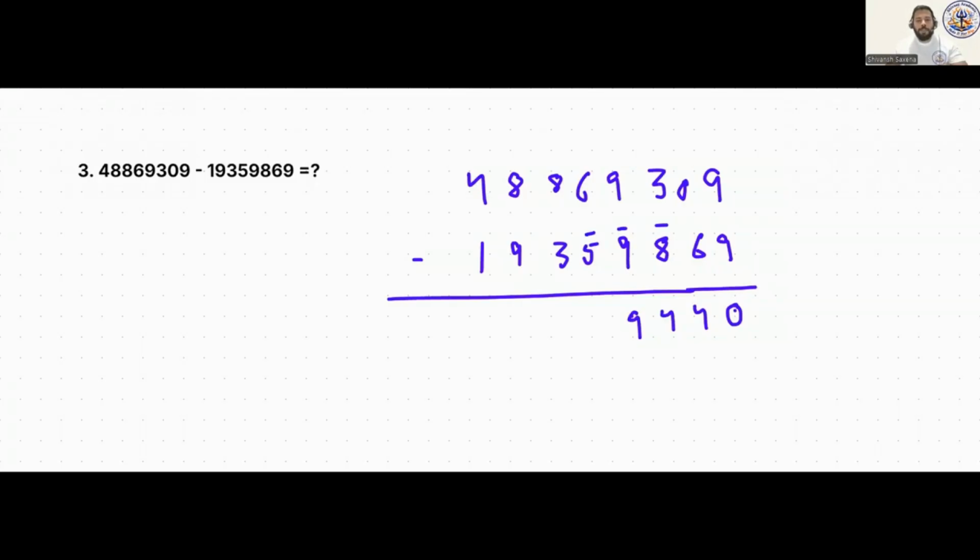Moving forward, 8 take away 3 is 5. Now, 8 take away 9, the digit in the minuend is smaller than the digit in the subtrahend. So complement of 9 is 1 added with 8 makes it 9. Putting a bar over here, 4 take away 2 makes it 2. So this is our final answer, 29,509,440.